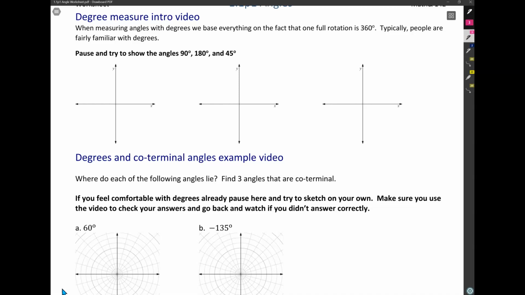So assuming you have a little bit of familiarity with this, I think it would be great if you would just pause here and quickly try and show the angles 90 degrees, 180 degrees, and 45 degrees, just as a starting place. Okay, so I'll go through those here. So again, our initial side is going to be the positive x-axis. You don't have to draw anything there, but just so that we can kind of visualize this.